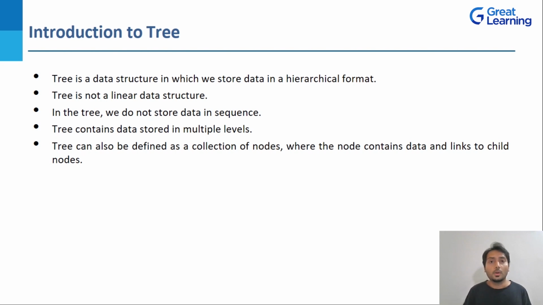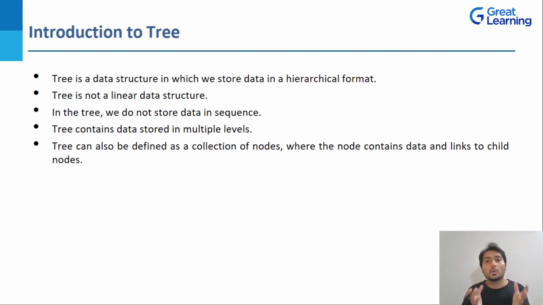Next, we do not store the data in sequential order in a tree. That is, a tree is not a linear data structure. What do we mean by that? We're not storing the data in sequential format, that is, one after the other. We also have multiple levels. As the data is stored in different levels, we can have multiple levels inside a tree, correct? Because we are storing it in a hierarchical form, so obviously we'll have different levels.